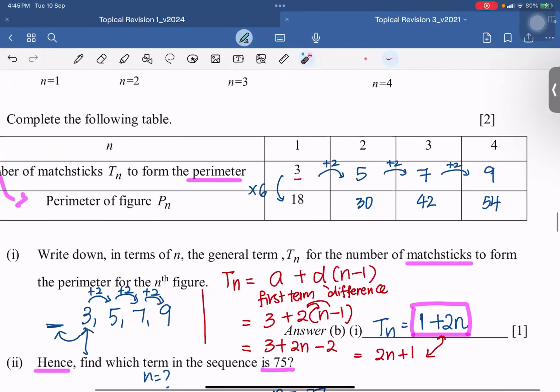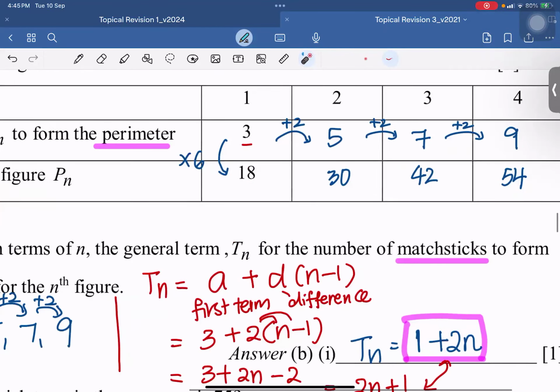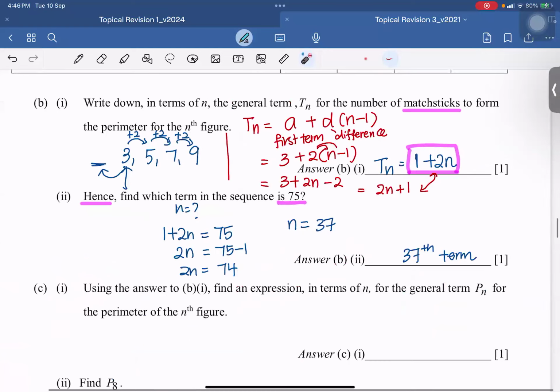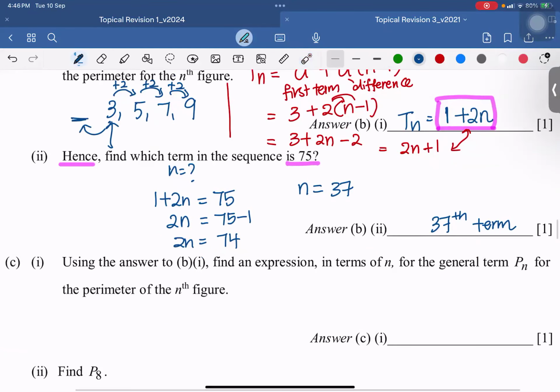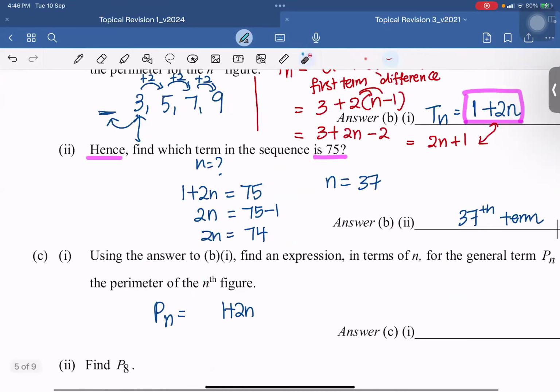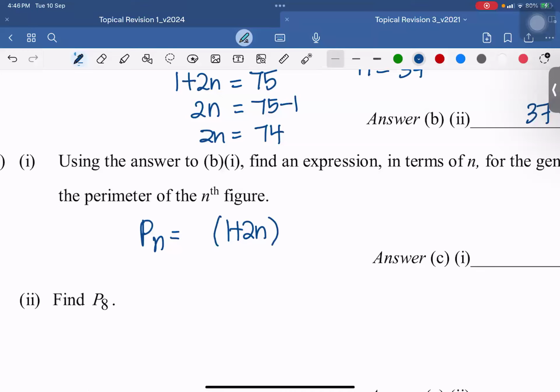Maybe let me call Kai En's good friend, Xingyi. So from my number of matchsticks, how did they get the perimeter? What do we need to do? Times 6. So I have this, the number of matchsticks already. How am I going to get the perimeter, Pn? I take this whole expression and multiply by 6. I'm going to write multiply by 6 in proper algebra terms. Okay, thank you very much.